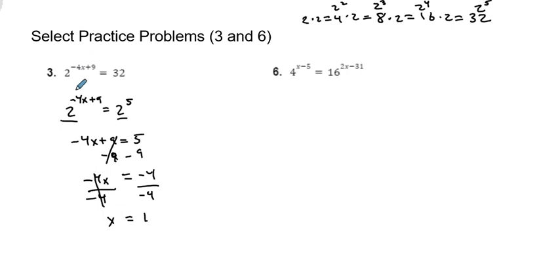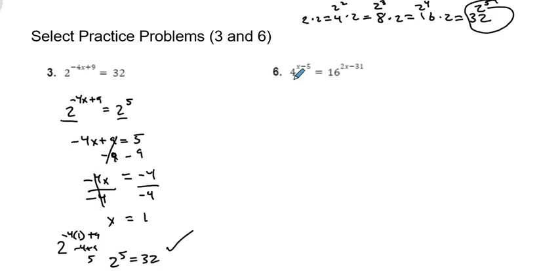Let's put this in and see what we get. You get 2 to the negative 4 times 1 plus 9. If we figure out the exponent, negative 4 plus 9 is 5. So this gives me 2 to the 5th is equal to 32. We actually know that because we did it up here. And so we're good, right? We know this one works out. We just had to change this one to look like this one.